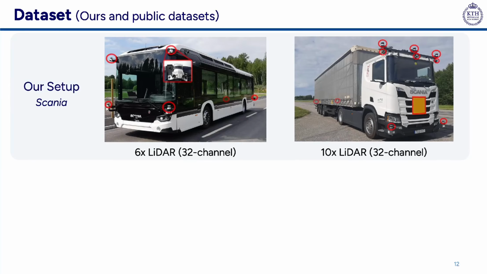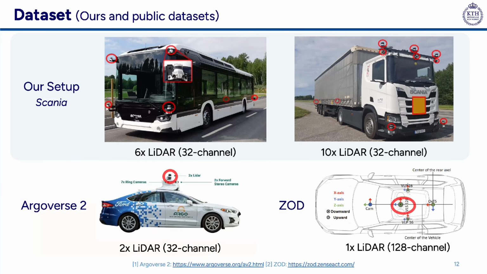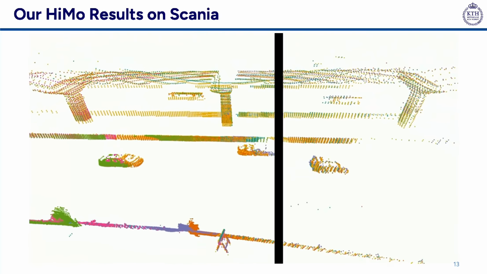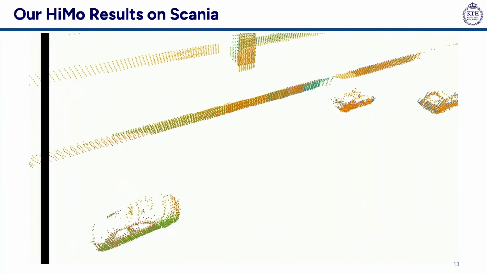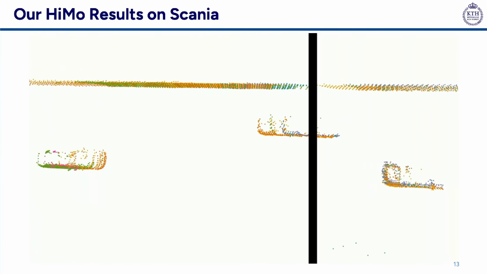Here, we present results from three datasets, including the highway dataset collected by our heavy vehicle and two public datasets, Olov 2 and Zhang open dataset. Here is the data we collect. Different colors represent point clouds from separate LiDARs. On the left is the raw data with ego motion compensation, and on the right are our HiMo results.